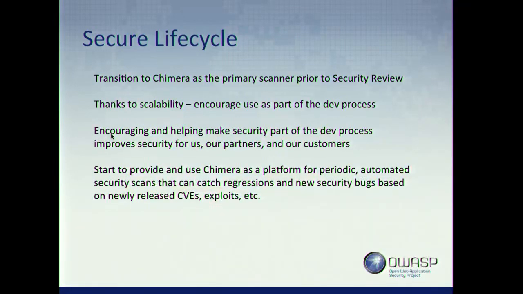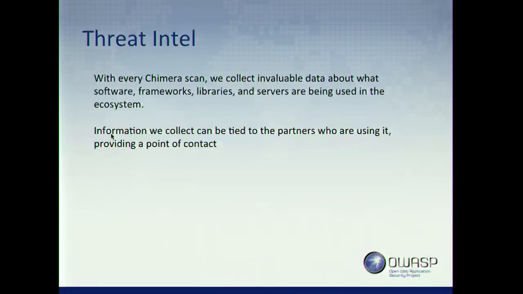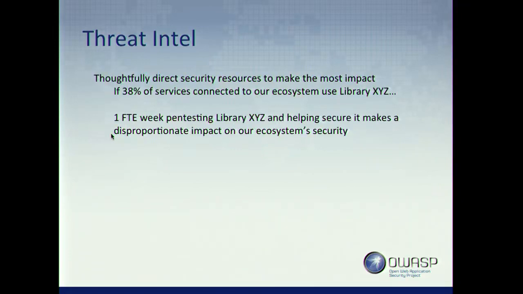So we want to then start to provide Chimera as a platform for periodic scans, and that's where the fingerprinting is going to come back in. With every scan Chimera does, we collect invaluable data about what's being used in our ecosystem. And that information we collect can be tied to a security point of contact that can help us resolve things. So the first thing that helps us do is thoughtfully direct security resources.